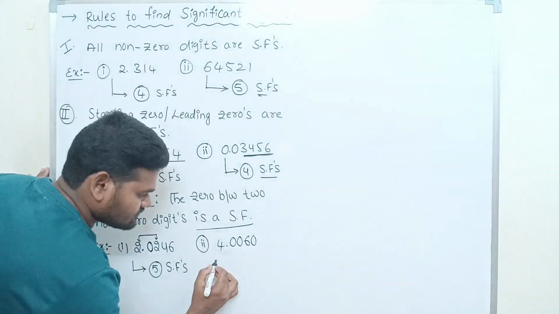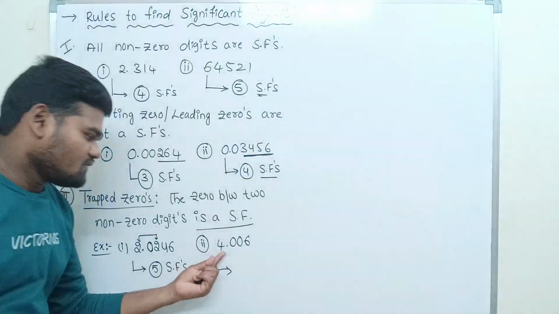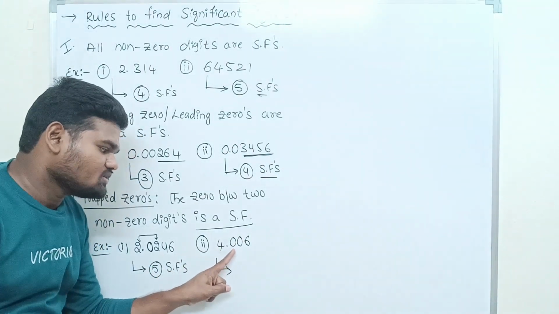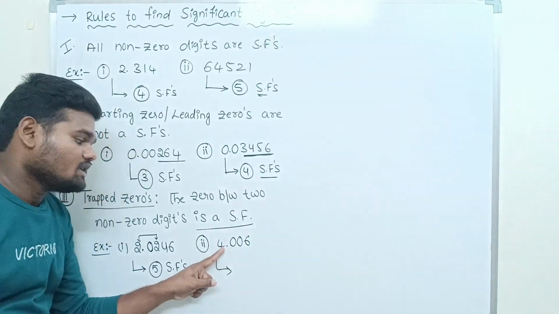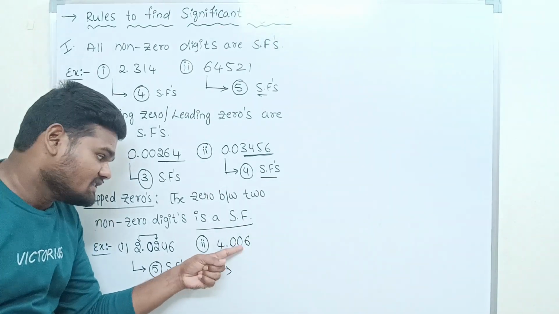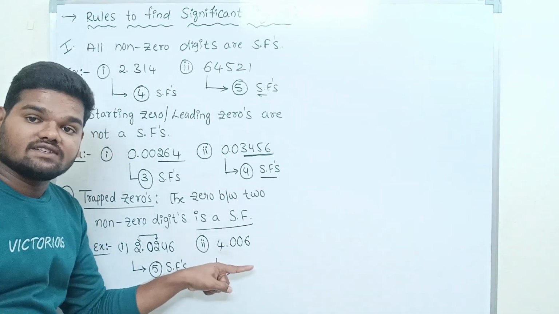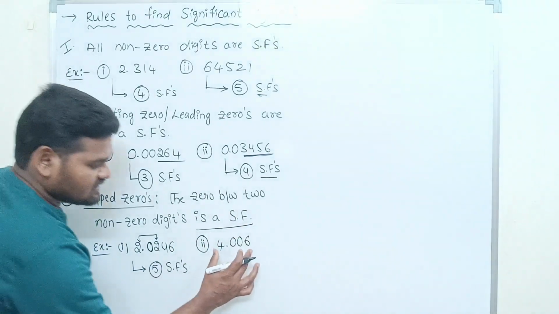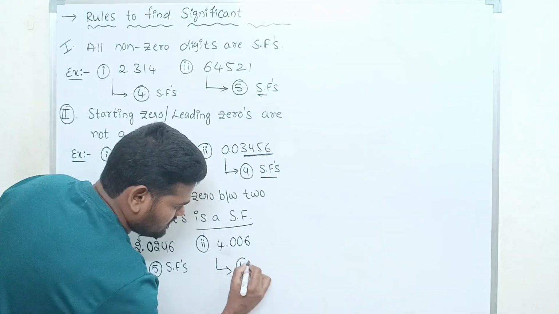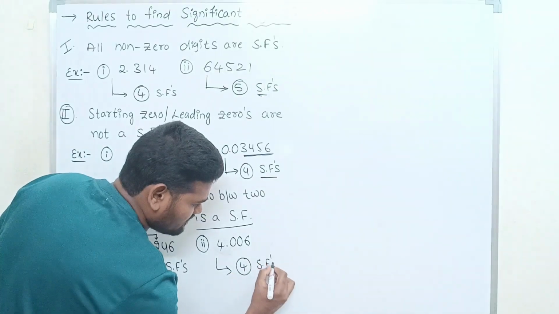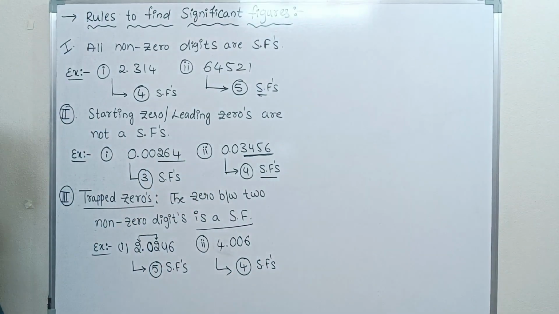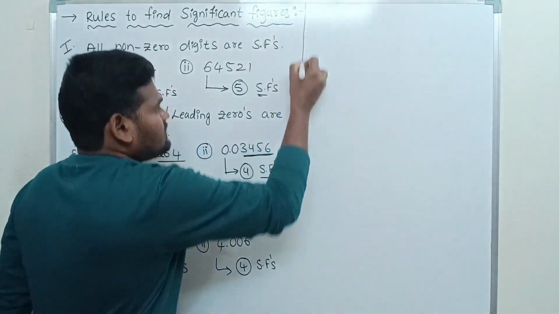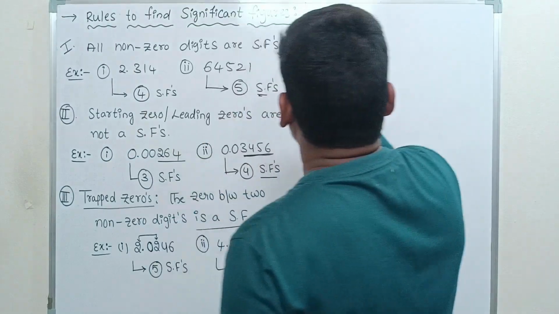If you come to here, see, 4.006. These two zeros are in between two non-zero digits. That means these two zeros are what? Trapped zeros. Trapped zeros are nothing but significant figures. Now this number consists of 4 significant figures. Are you having any doubt? Right. Let us see the fourth rule.